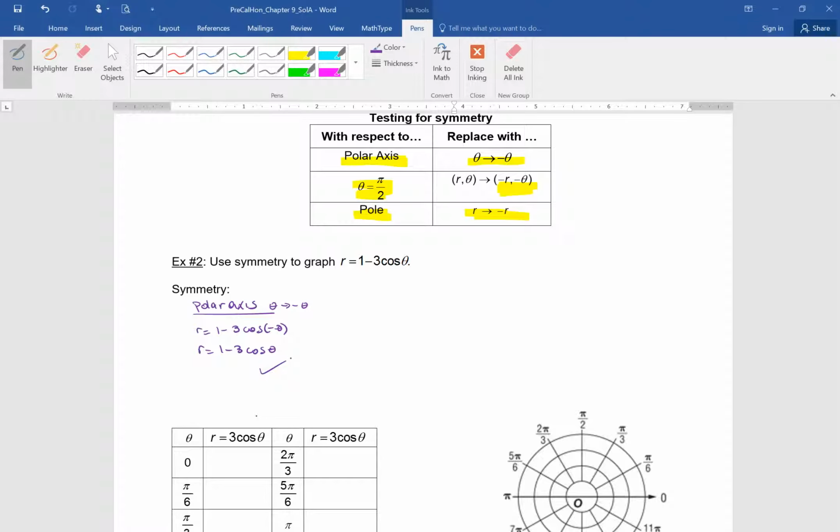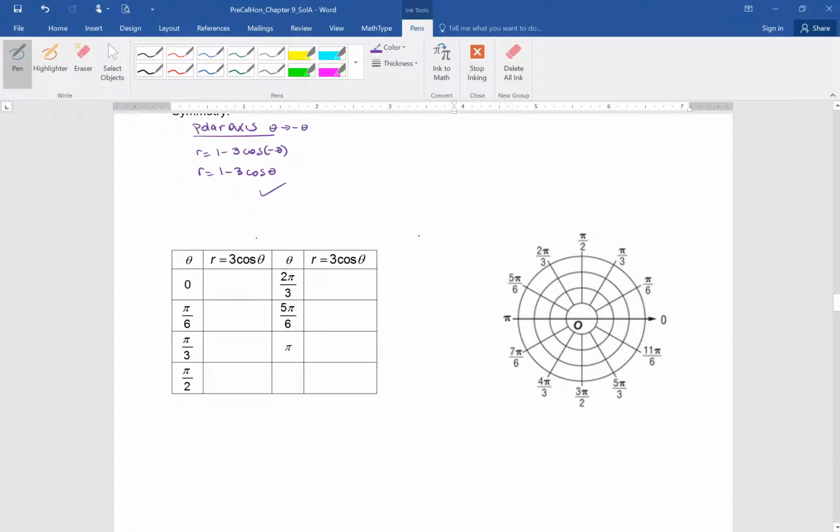So what did we say here? If it's symmetric around the polar axis, then we choose values of 0 to pi. All right. So we choose the values 0 to pi, and we plug in our values. It looks like I missed the 1 minus here. Oh boy. So this is r equals 1 minus 3 cosine theta.